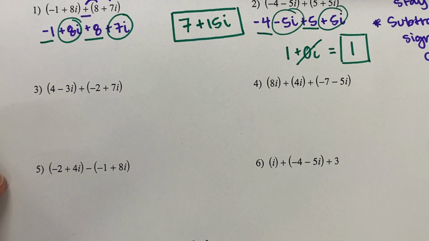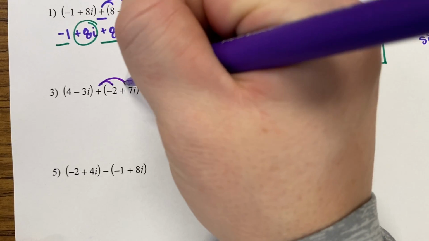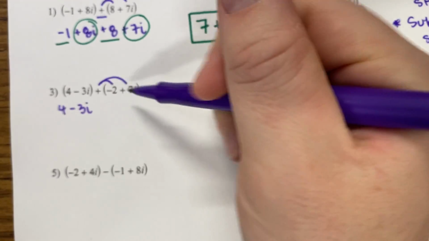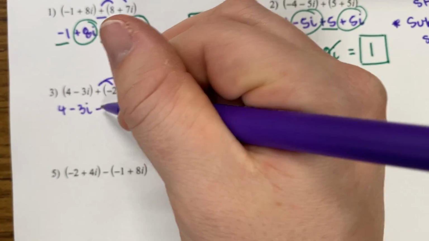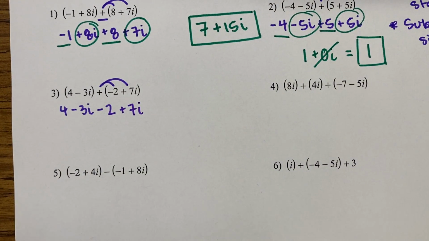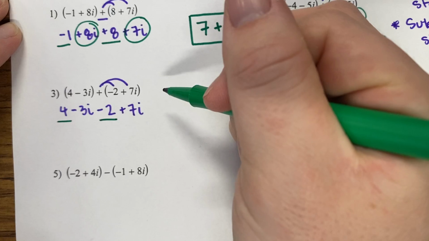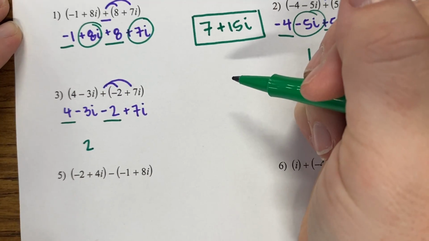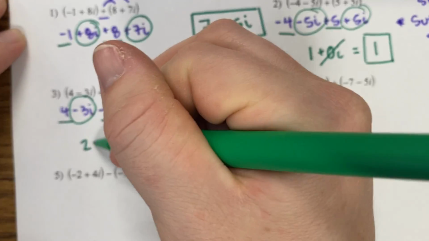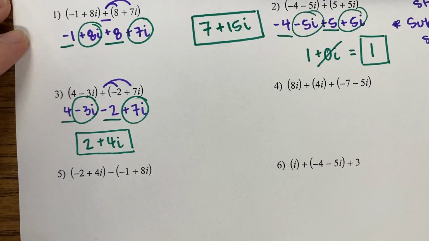Okay, number 3. We are adding again, which means the signs after it stay the same. So I can always just rewrite the first guy, 4 minus 3i, and it stays the same. This was a -2, so it stays -2 plus 7i. Okay, now let's go ahead and combine our like terms. We'll do constants first. 4 minus 2 gives me positive 2. -3i plus 7i gives me positive 4i. And that is simplified.